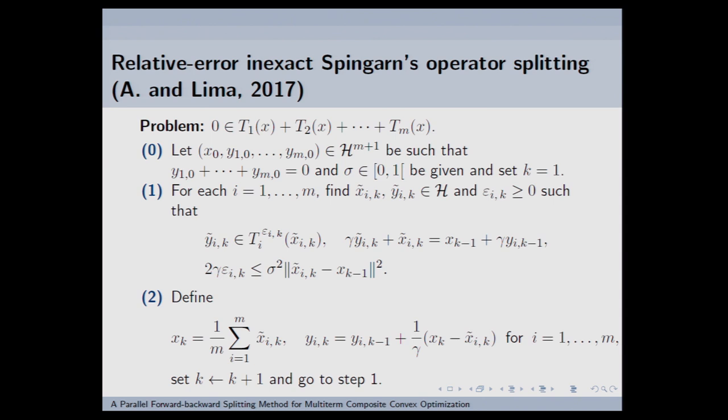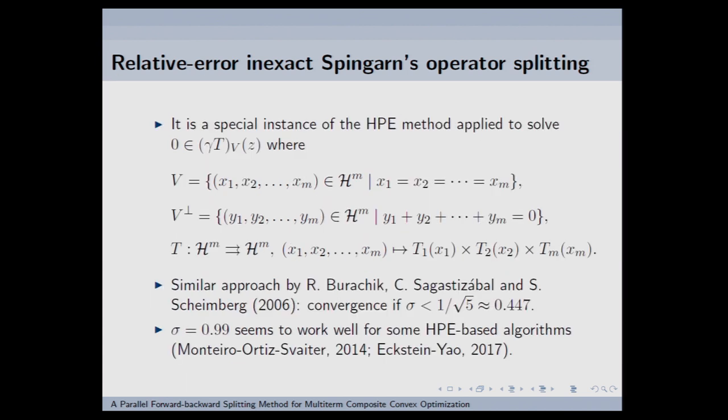The projection on V pair is given by this form, but we have scaling and constants, a proximal step size or scaling, if you want to look at it this way. So this method is a special instance of the HPE applied to this problem, when V is this diagonal V pair, and T is this one.